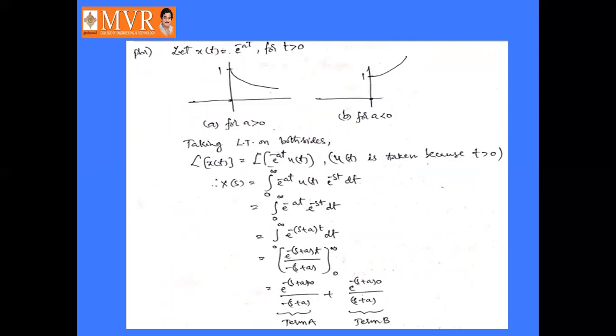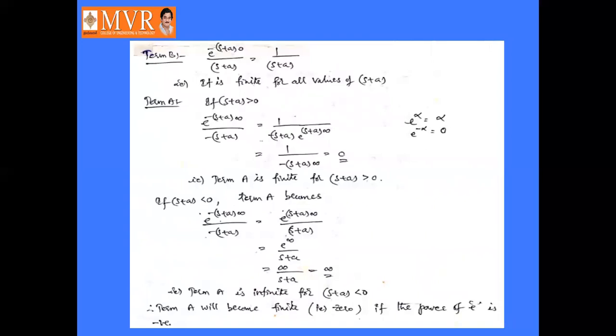Next, we saw some problems. Let x of t be e power minus at, for t greater than 0, that is, multiplied by u of t. u of t has value 1 from t equal to 0 to infinity. So it can be written like this: the integral from 0 to infinity of e power minus at into u of t into e power minus st dt. u of t is 1 from 0 to infinity, so the integral from 0 to infinity of e power minus of s plus a into t dt. By solving this, we get two terms.